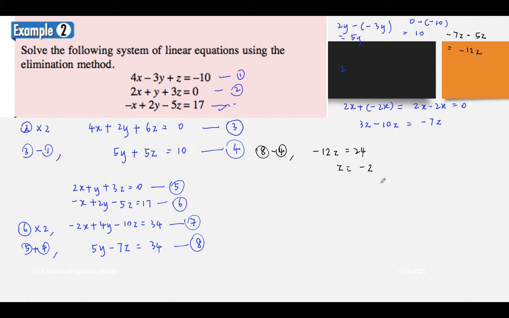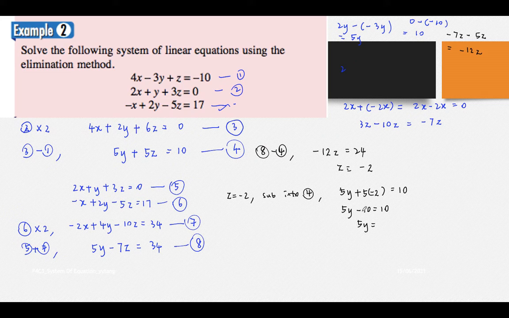We have one value already. Now you can substitute the value into either equation 4 or equation 8. If I write z equals negative 2 and substitute into equation 4: 5y plus 5z equals 10, with z as negative 2, so 5y minus 10 equals 10.